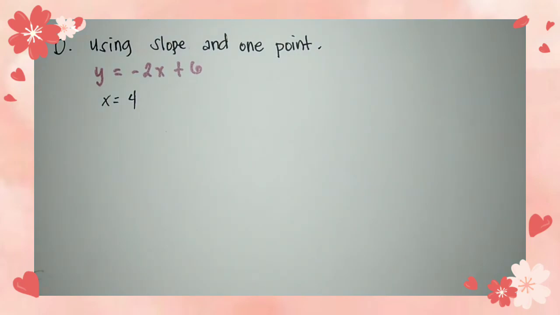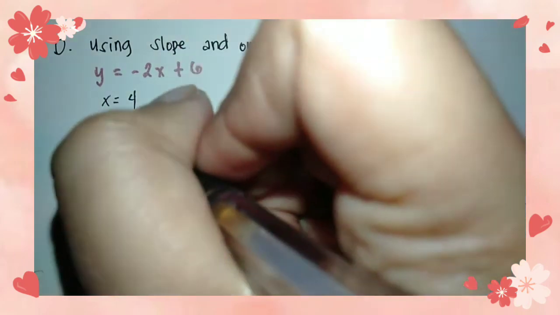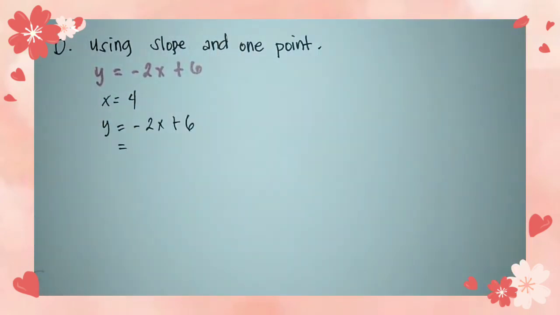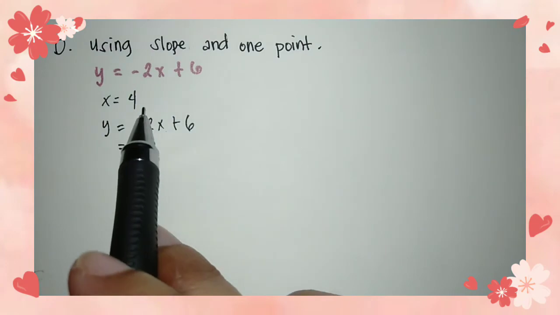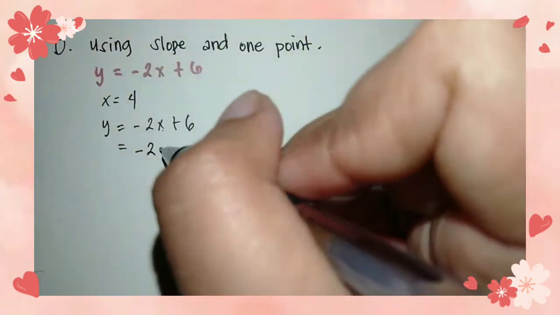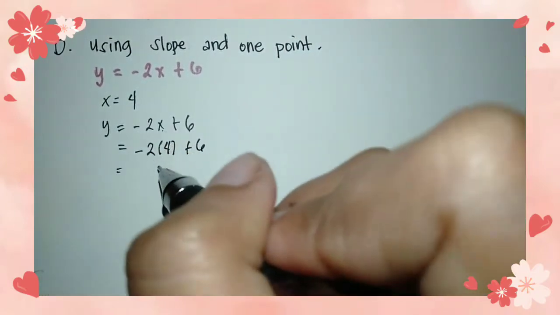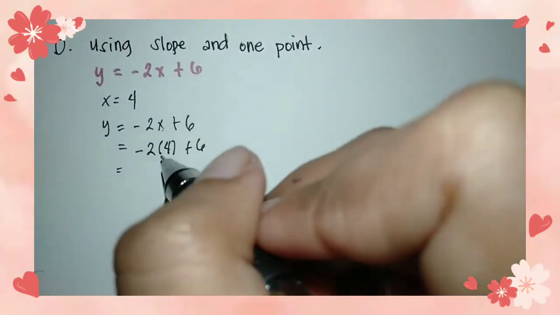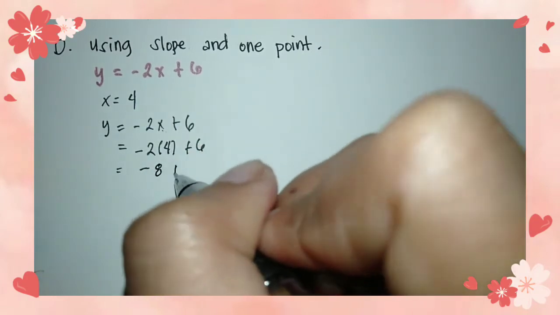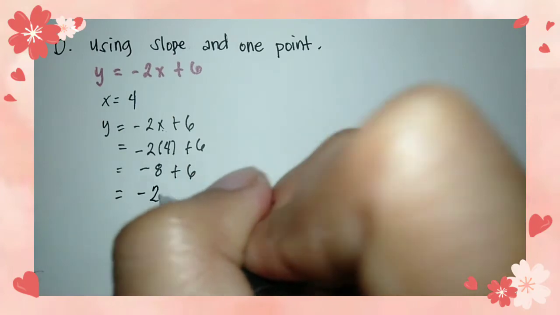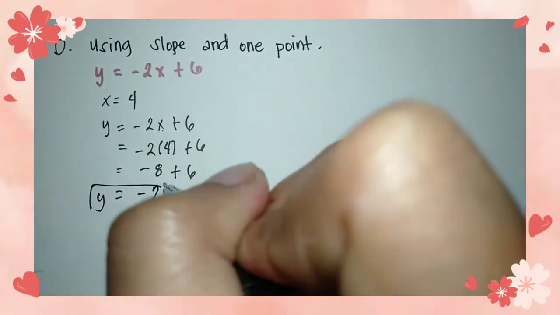Then, the next step is to do substitution. Y is equal to negative 2x plus 6. Substitute lang natin yung value ni x, which is 4. Alright? So, copy lang si negative 2. And then, x is 4. So, times 4 plus 6. And then, negative 2 times 4 is negative 8 plus 6 equal to negative 2. So, y is negative 2.